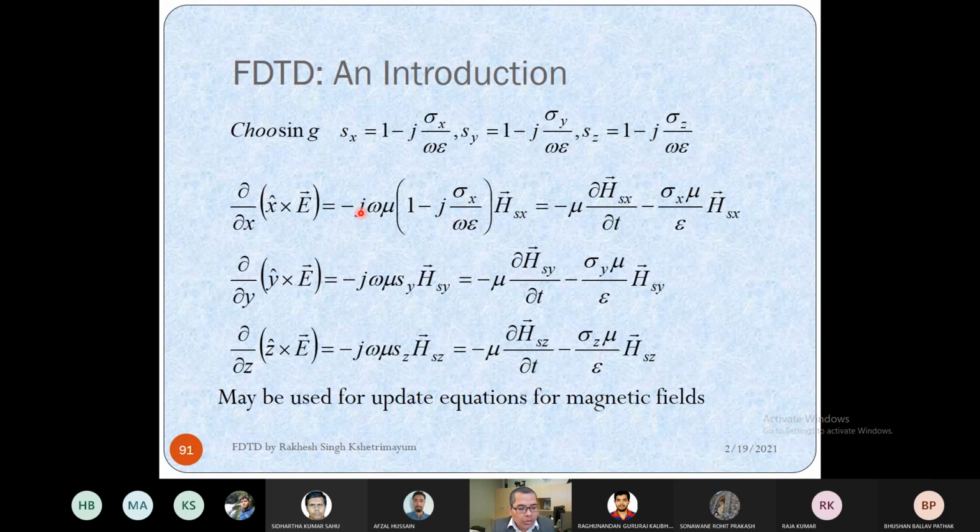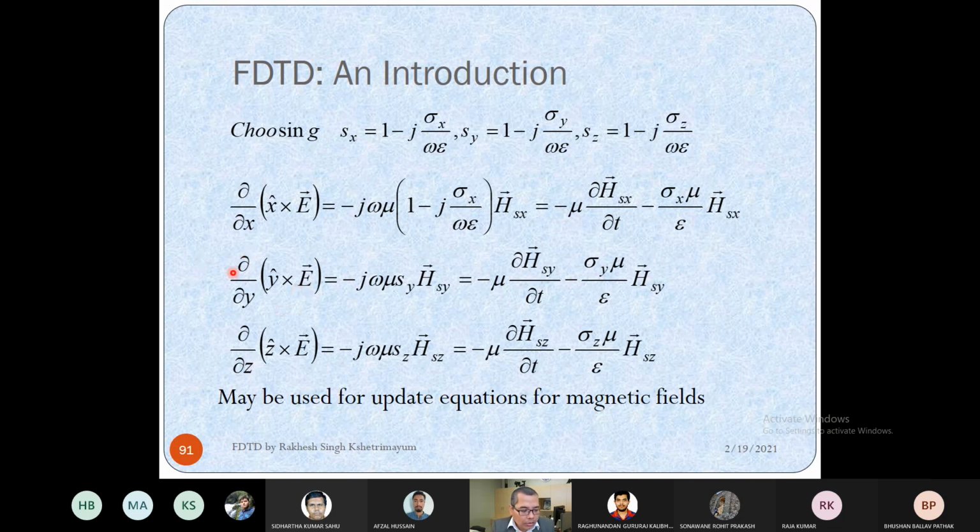Whenever I have a j omega, I actually work in the time domain. So j omega is in the phasor domain, and I need to replace it by the time domain. j omega can be replaced by del t. Then the second term you have here. Similarly for the second term and third term.